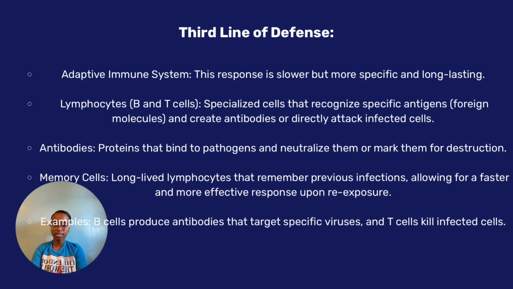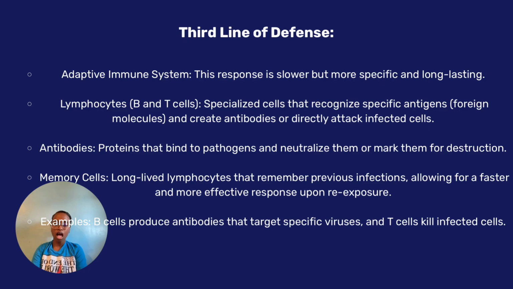Third line of defense, adaptive immune system. This response is slower but more specific and long lasting. Lymphocytes, B and T cells: specialized cells that recognize specific antigens, foreign molecules, and create antibodies or directly attack infected cells. Antibodies: proteins that bind to pathogens and neutralize them or mark them for destruction.